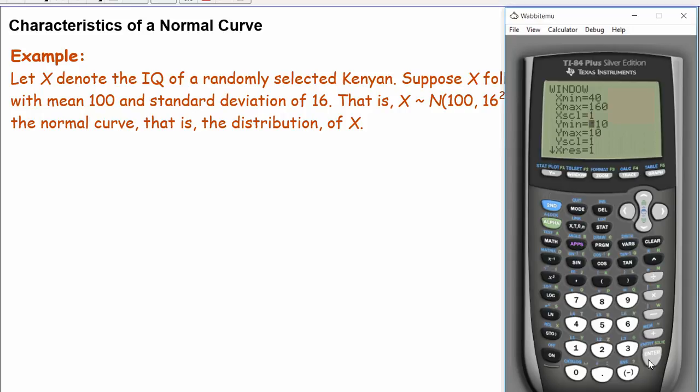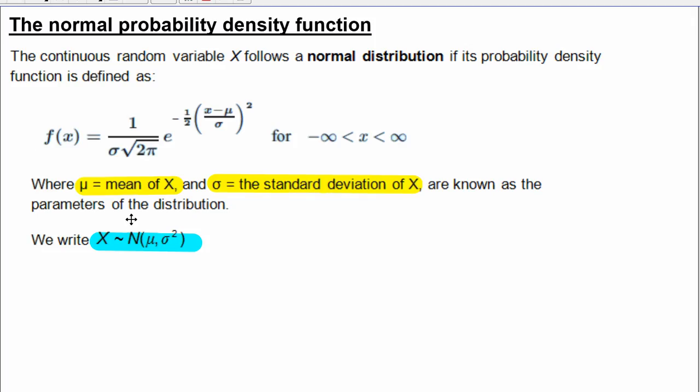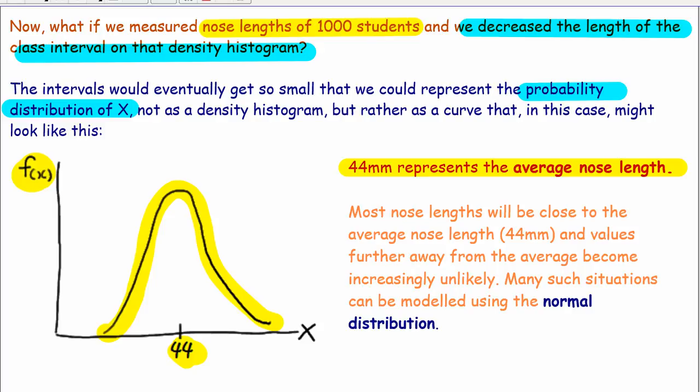Y minimum, I'll put it at 0.0001. And then Y maximum, I'll put it at 0.028. All right. So if you graph that, you'll end up with a normal curve. And you can see this normal curve is very similar to what we have here.